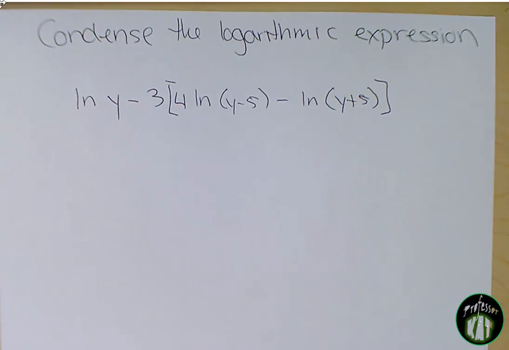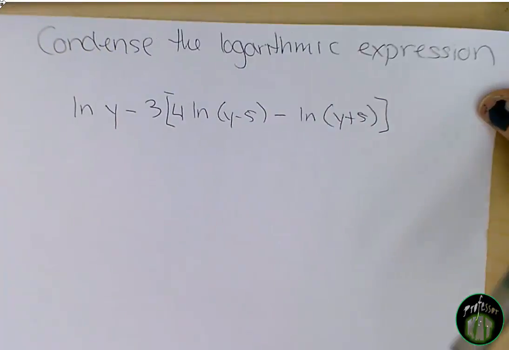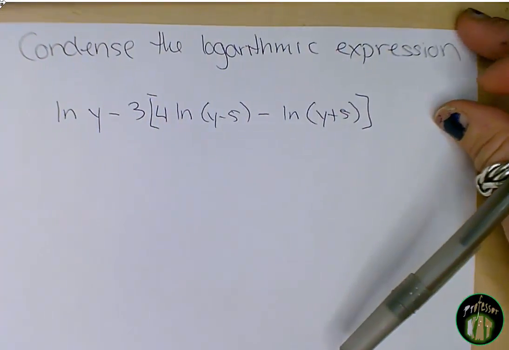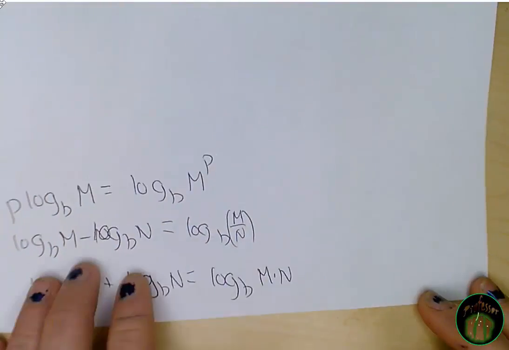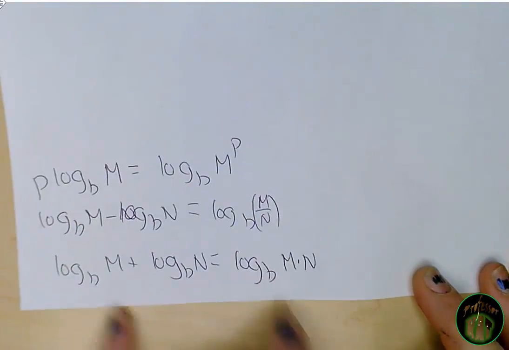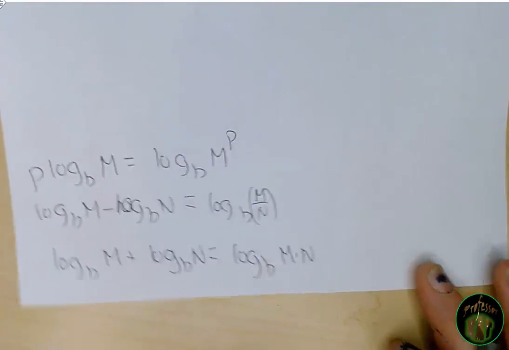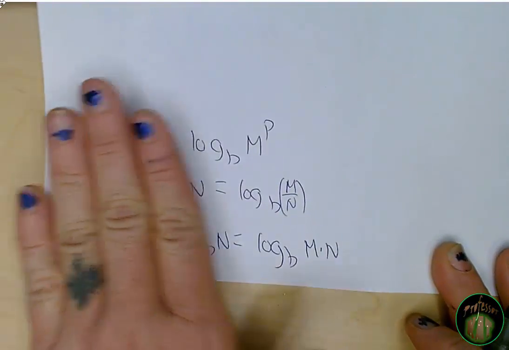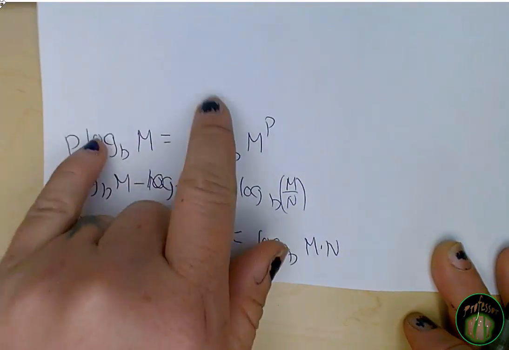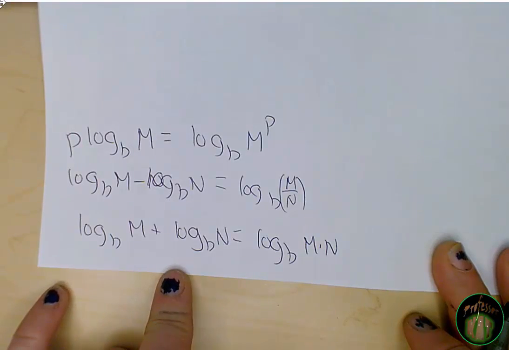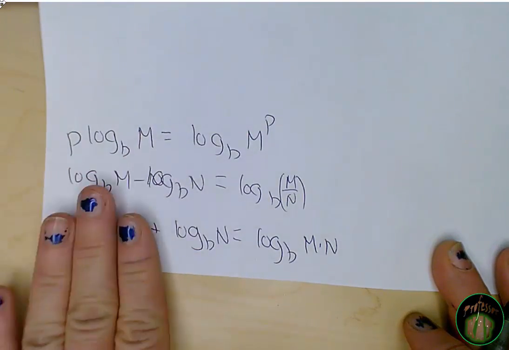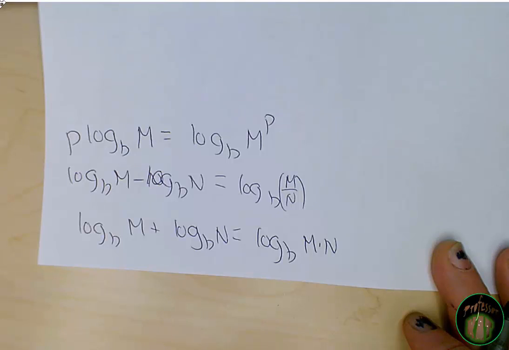All right, so let's talk about how do we condense a logarithmic expression. So in order to expand or condense a logarithmic expression, you definitely do want to be familiar with the product, quotient, and power rules for logs. They could be used from left to right. So if you're going to be condensing down your expressions, you're going to be using these rules from left to right. If you're going to be expanding them out, you're going to go from right to left.